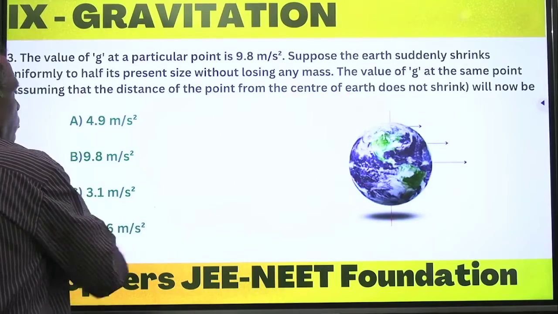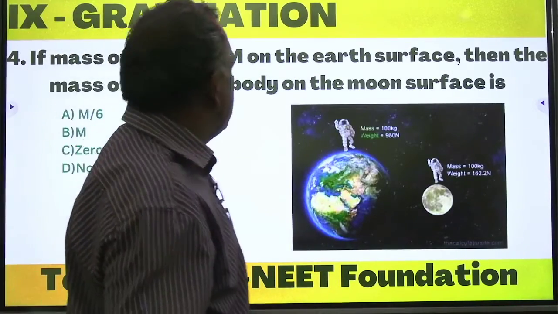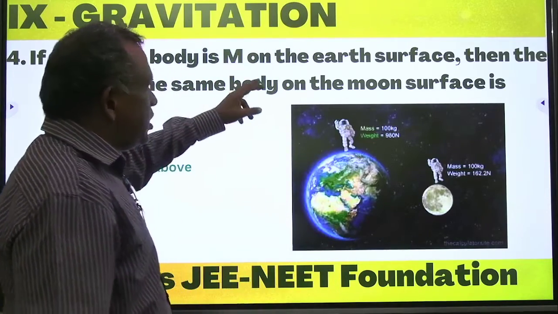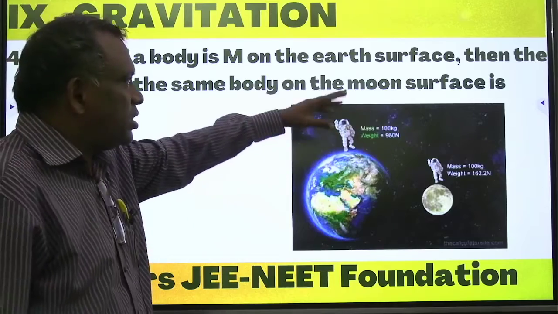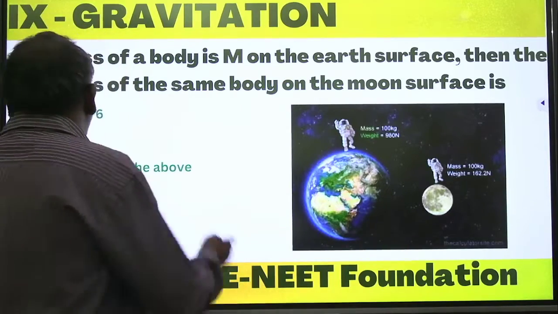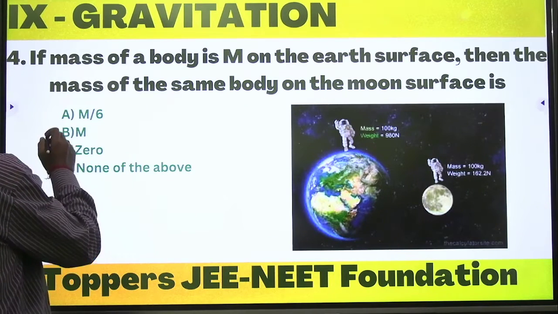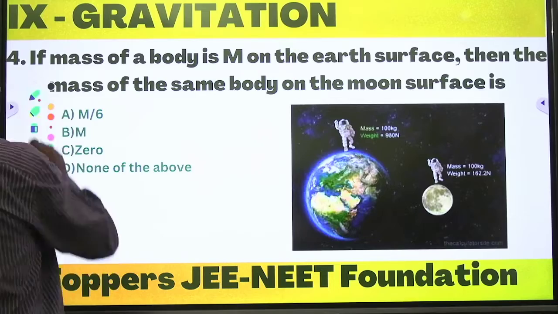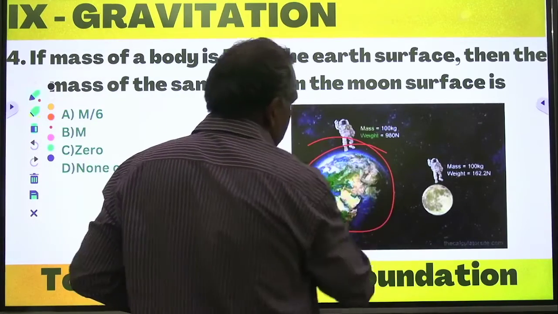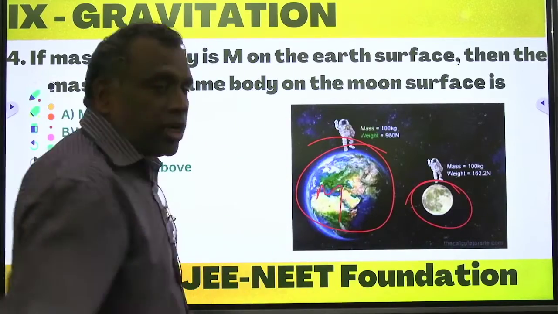Now see the fourth question. The mass of the body is m on the earth surface, then what is the mass of the same body on the moon surface? If you observe carefully, this is on the earth and this is on the moon. Here on the earth, the mass of the body is m.